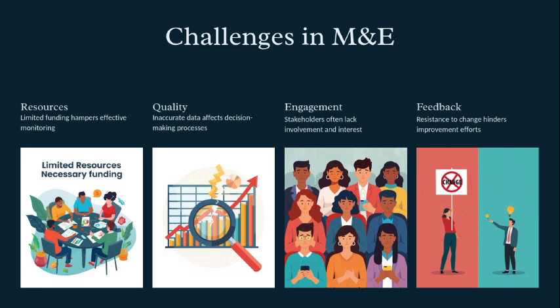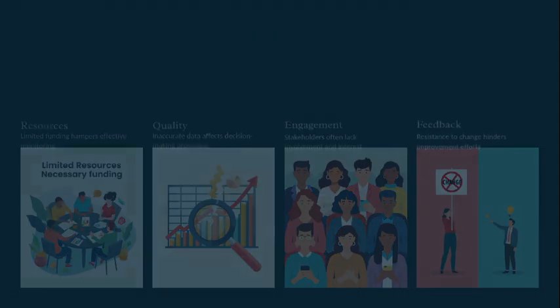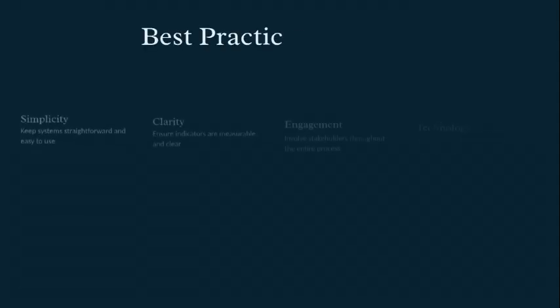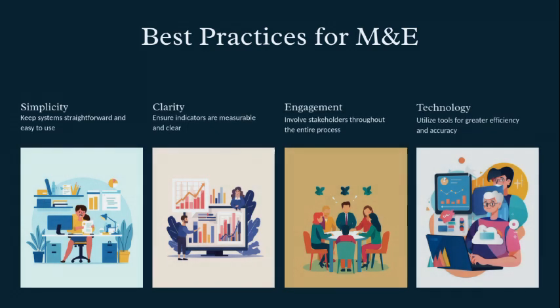A good M&E system is not static. It evolves as the project and context change. During implementation, organizations often discover that some indicators are not useful, that data collection methods need improvement, or that teams require more training. Flexibility and adaptation are therefore crucial.